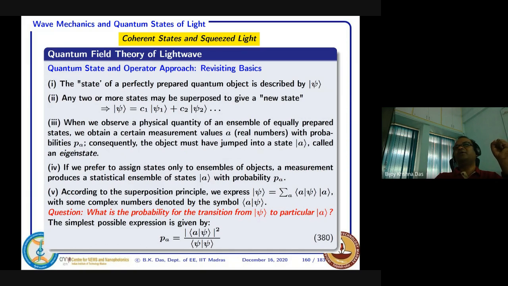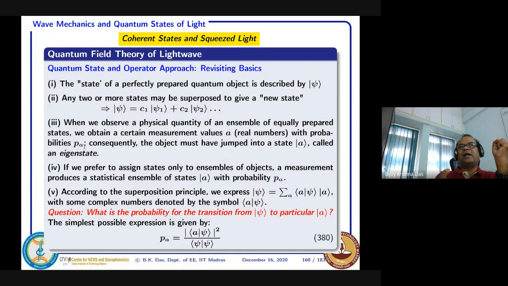PA is defined. The measurement can be momentum, position, velocity, anything, and that value you are getting is A. If you are preparing the state equally each time and then measuring, the probability of getting that A value is what is called PA.